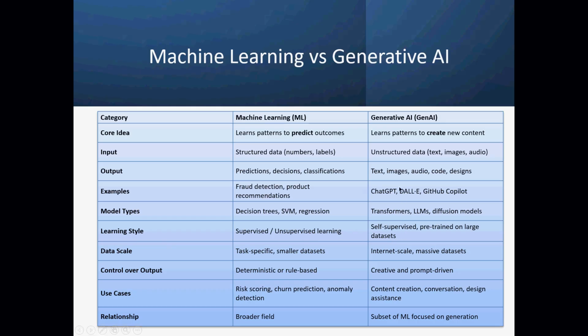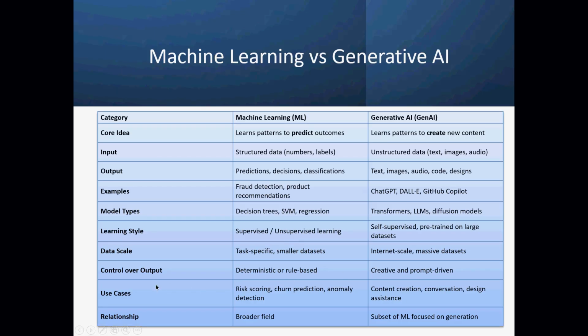So learning style is supervised, unsupervised. It is self-supervised, pre-trained on large data sets. Data scale, usually it is internet scale, massive data sets in generative AI. In machine learning, it's a very specific data set. That's why it is very deterministic in nature. Control over output, you can see it is deterministic.